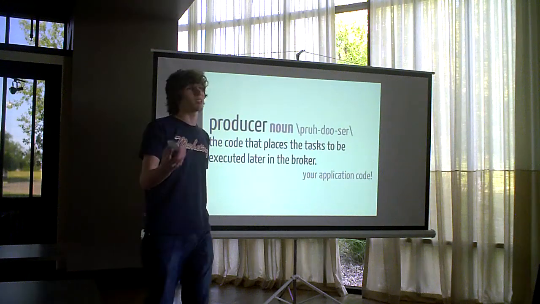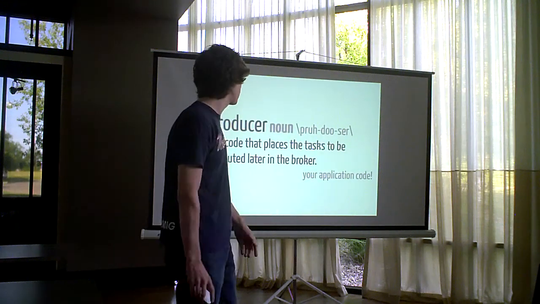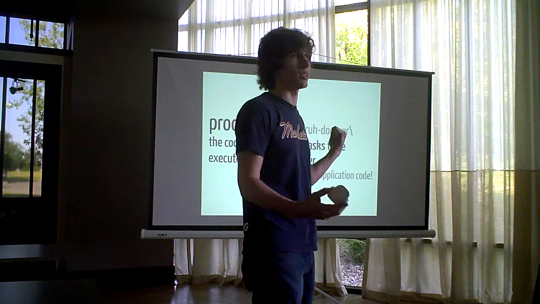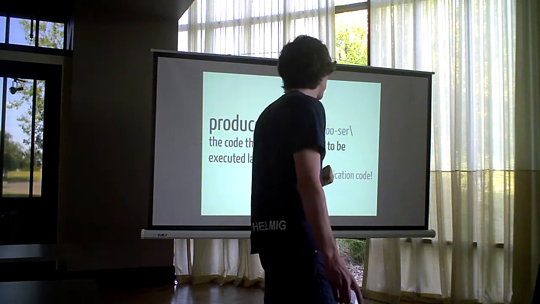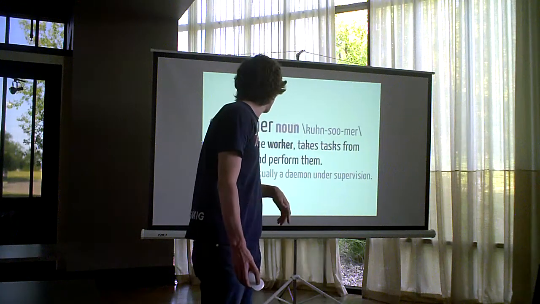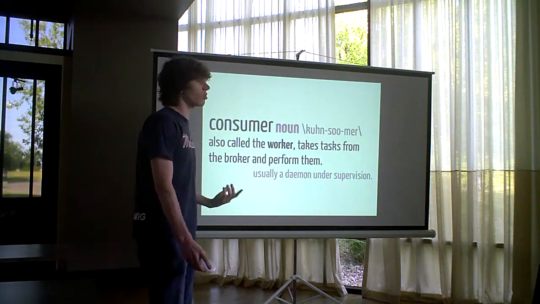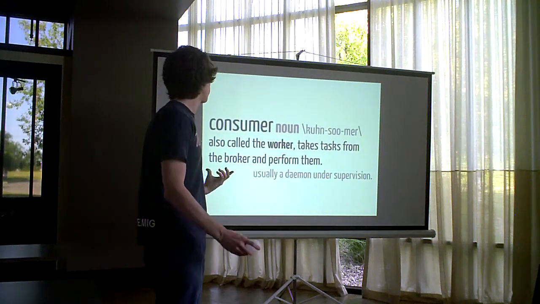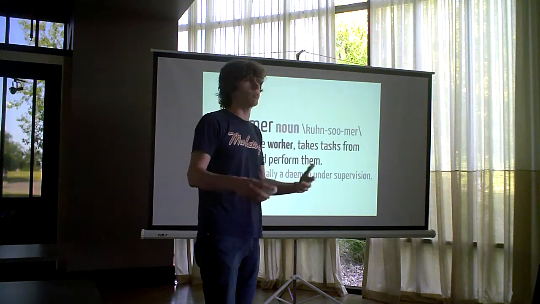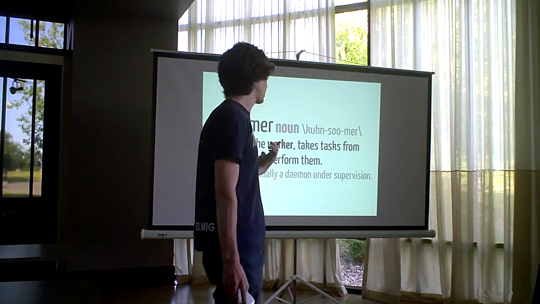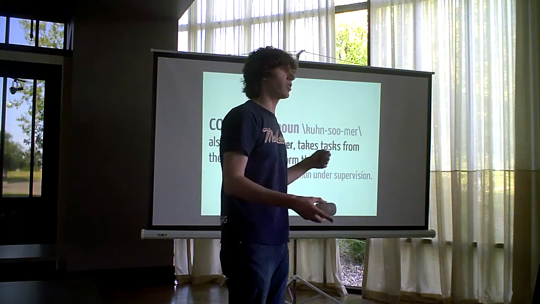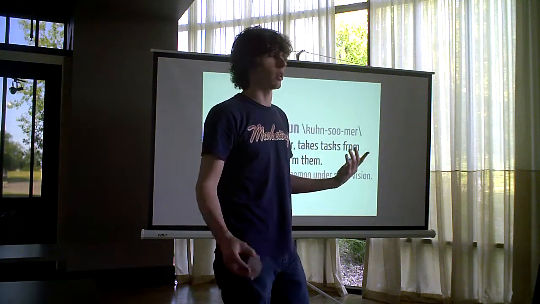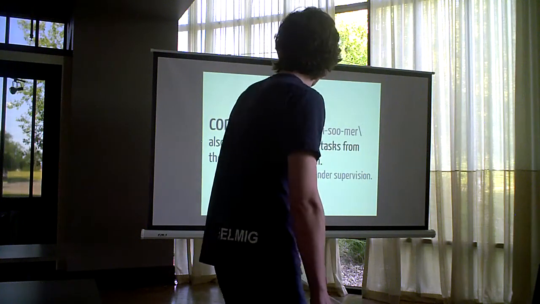Producers are the code that basically places the tasks in the queue. Pretty simple, and usually this is just your application code. It sits right next to you generating HTML or making database calls or whatever, right? The consumer is also called the worker. It takes the tasks from the queues and does them. Usually this is a daemon under supervision. The producers put things into the broker, the consumer takes things out of the broker and does them, right?